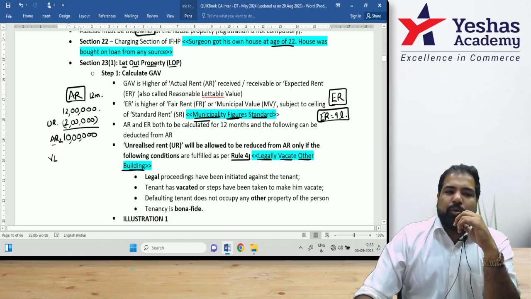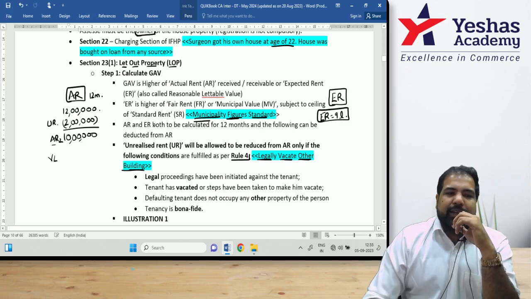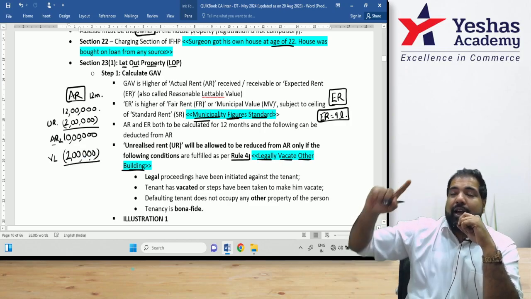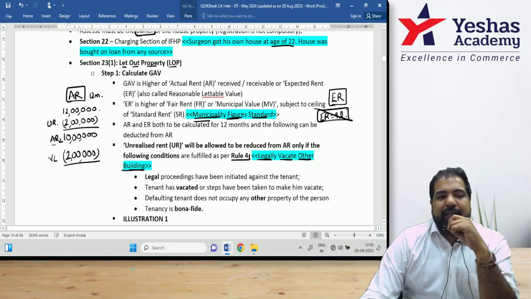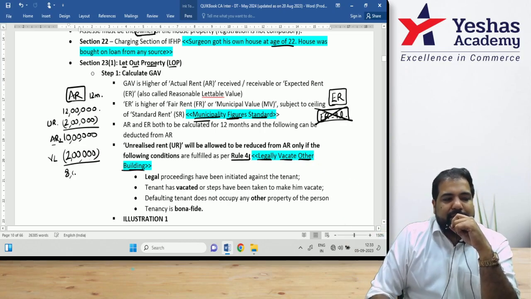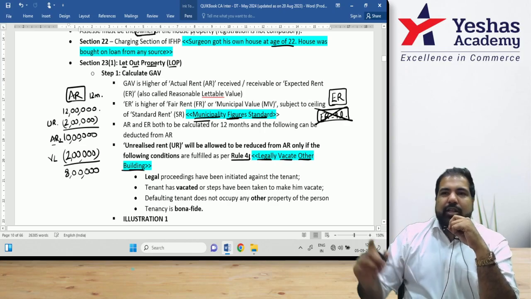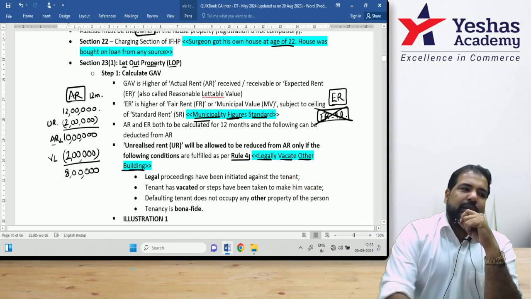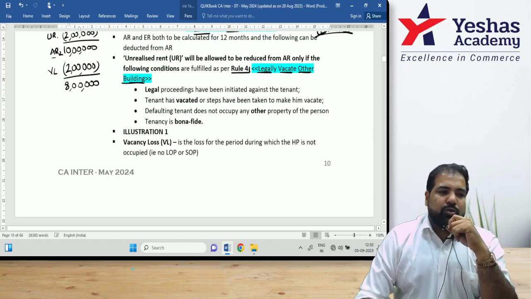Let's check. Is AR2 more than ER? Yes. How much is that? 10. How much is this? 9. So can I minus 1 lakh or 2 lakhs? Let's say vacancy loss is 2 lakhs. Can I minus that? But once you minus vacancy loss, after that, don't look at ER, guys. That is completely gone. Now, what is this, guys? 8 lakh. Generally, GAV is the higher of A or B, but once you minus vacancy loss, GAV has to be AR. That's where we get to GAV, guys.